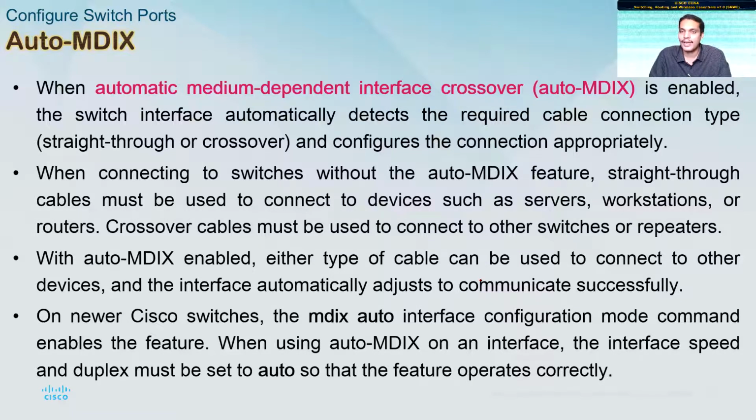But with Auto MDX enabled, either type of cable can be used to connect to other devices, and that interface will automatically adjust to communicate successfully. By default, Auto MDX is enabled, and if you don't want it for any particular reason, you can always use the no command to disable this feature. But usually we leave it on auto because it enables us to connect any type of cable, and the interface will automatically adjust according to the cable and then communicate successfully.